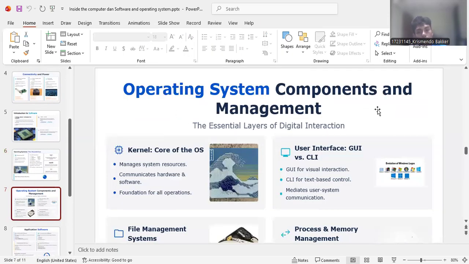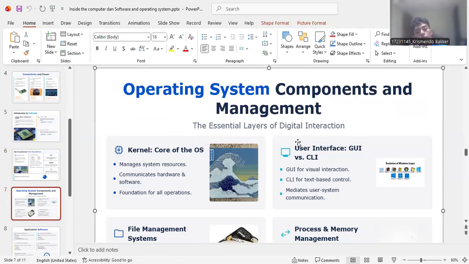Okay, next, operating system components and management. The initial layer of digital interaction. Kernel, the core of the OS, manages system resources and communication between hardware and software. It is the foundation for all operations. User interface, CLI versus GUI: GUI for visual interaction, CLI for text-based control. It mediates user-system communication.